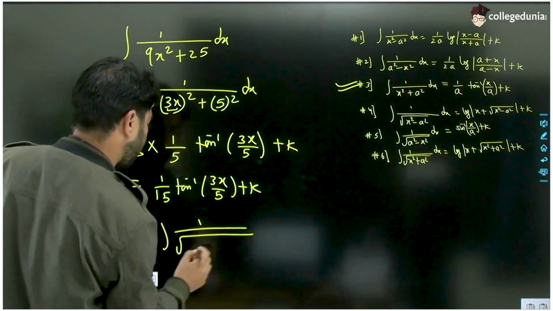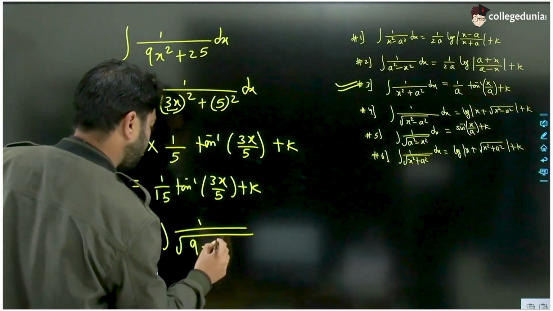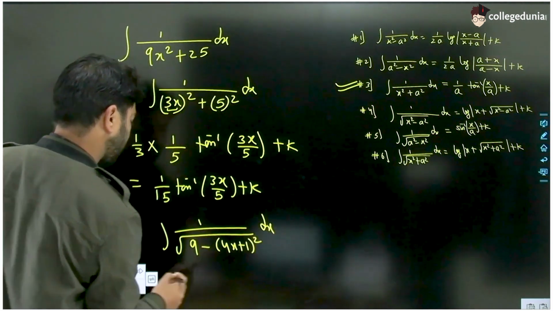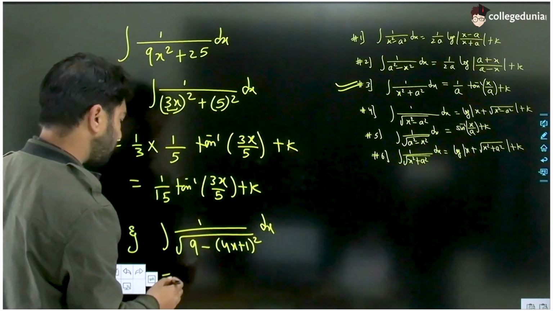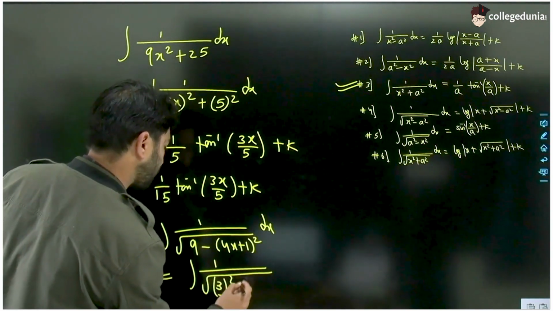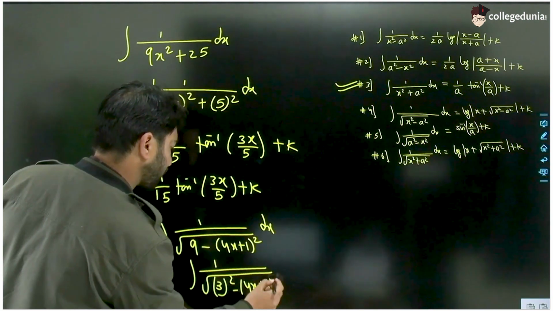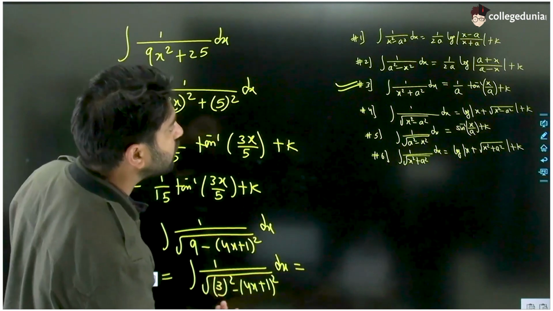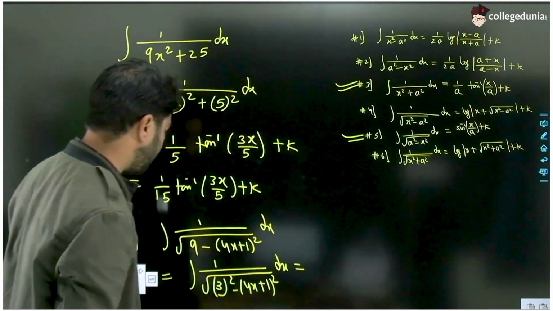Okay, suppose we have to integrate 1 upon 9 minus (4x plus 1) whole square. So guys, in this situation, this 9 will be written as 3 square minus (4x plus 1) square, and then the integration part. The fifth formula will be applied here in this situation.